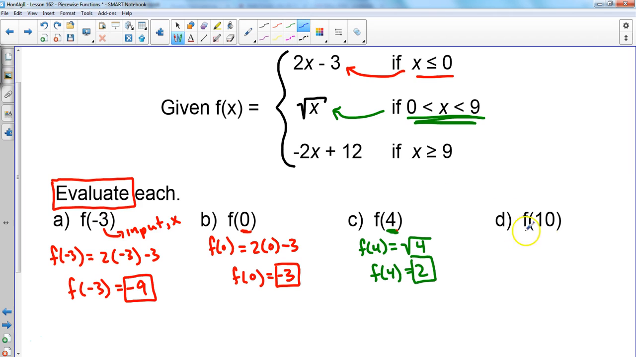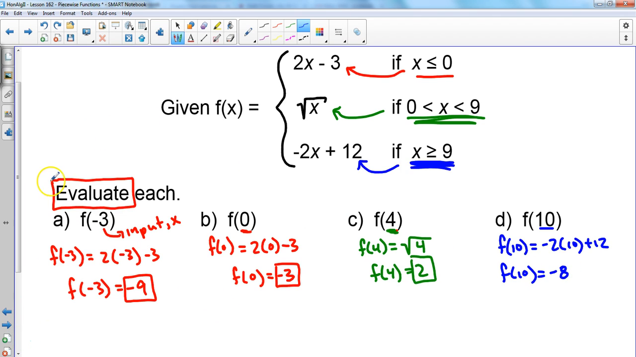Last one is f of 10. That's my input value. We know that 10 falls in this interval. It's greater than or equal to 9. And so this tells me to follow this rule. So f of 10 is going to be equal to negative 2 times my input value 10 plus 12. Simplify, and we get f of 10 is equal to negative 20 plus 12, which is negative 8.